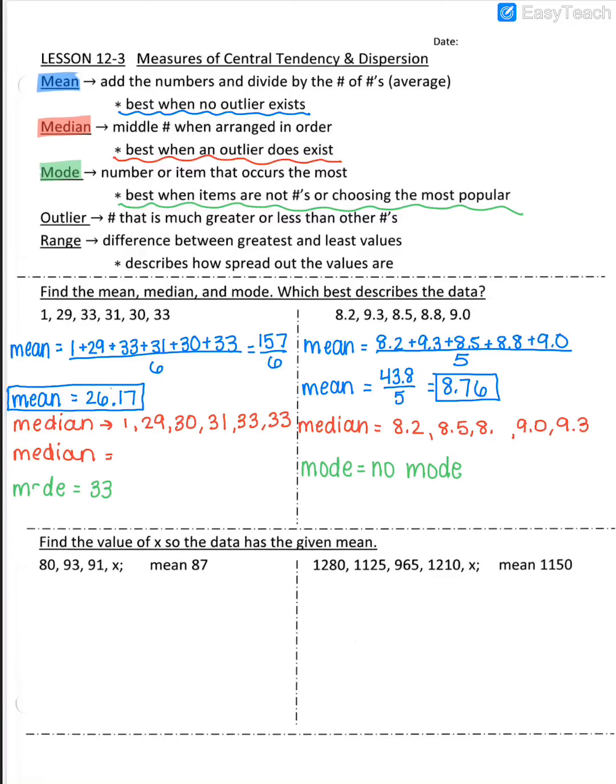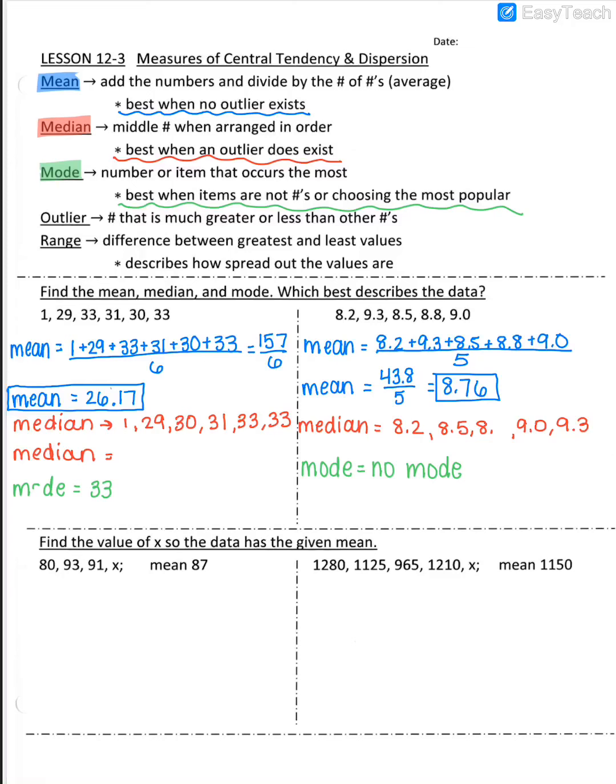So first of all, just to refresh your memory, the mean is the same as the average of a set of data, and we find that by adding all of our numbers together and then dividing by the number of numbers that we have. Okay, so this is best whenever there is not an outlier, which if you don't remember what that is, we'll talk about it in just a minute. Then we have medians, which is the middle number whenever our data values are arranged in order from least to greatest. And this is the best to use to describe our data when an outlier does exist.